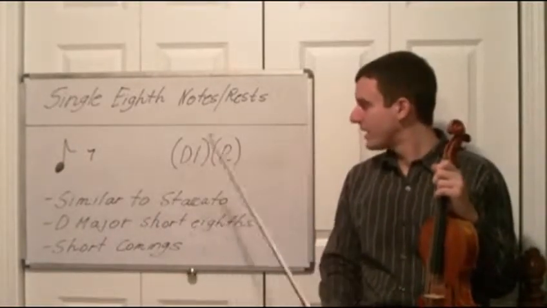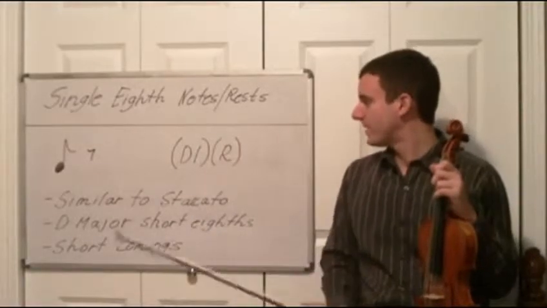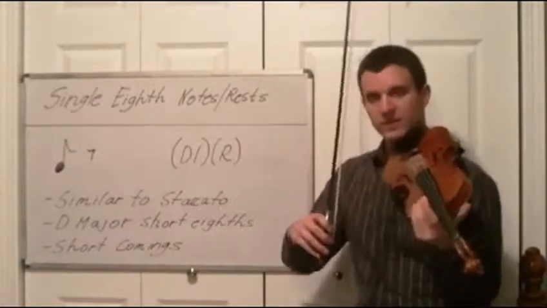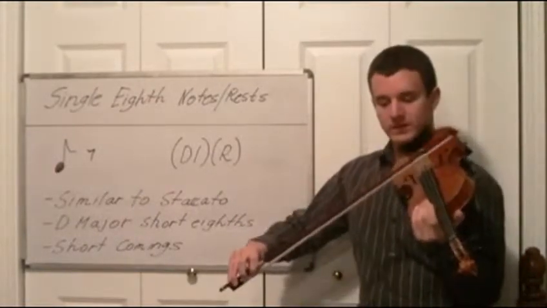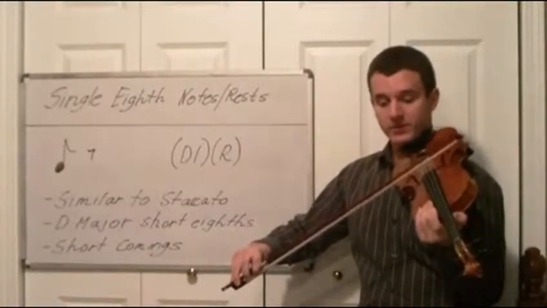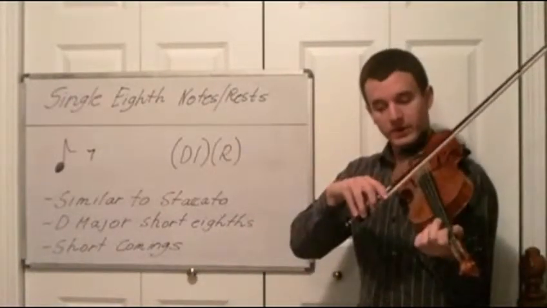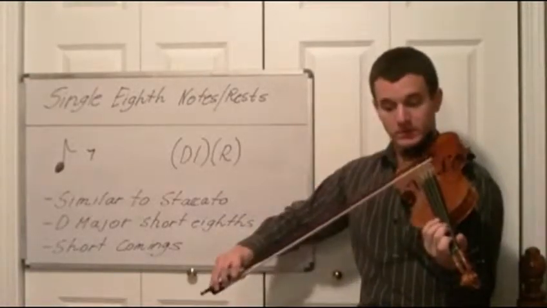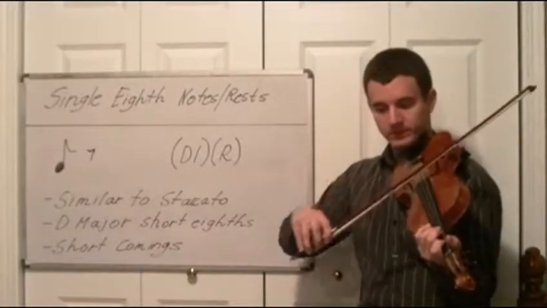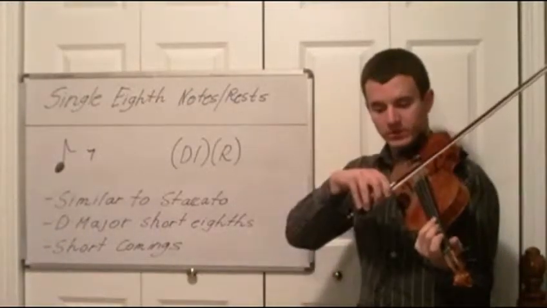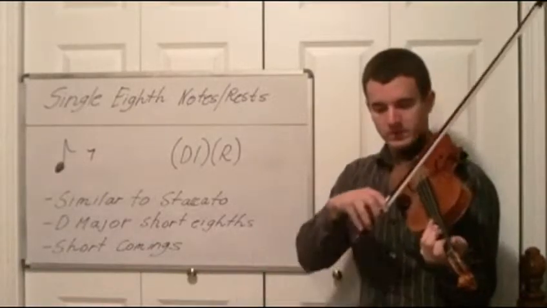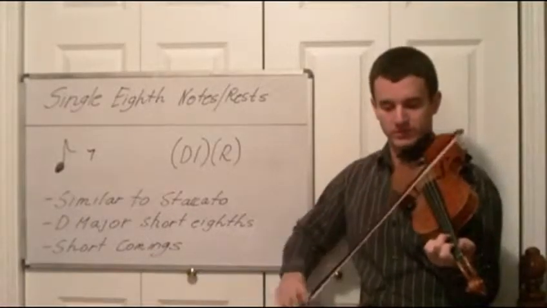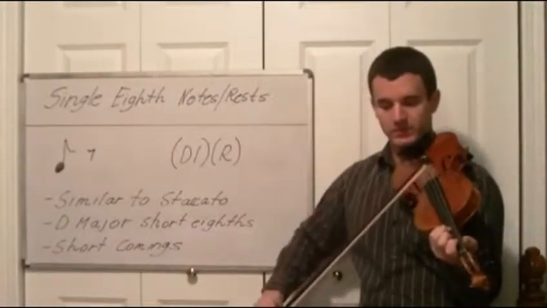So let's learn a song that has some of these single eighth notes and single rests in them. First one is D major short eighths. It starts off with open D, a D eighth note by itself, then a rest, so short, and then D1, D1 short, D2, D3 short, D3, D3 short, D4, D4 short, A1, A1 short, A2, A2 short, A3, A3 short.